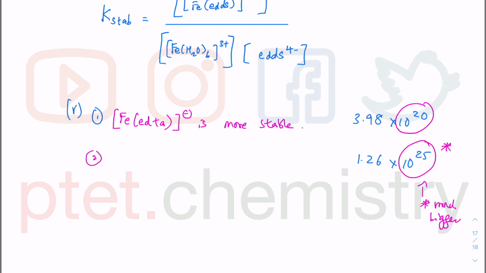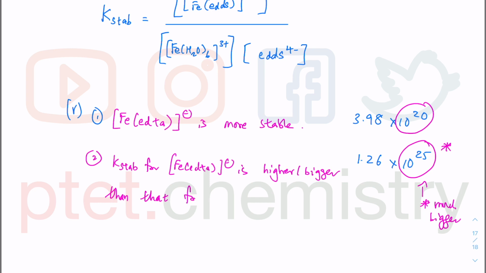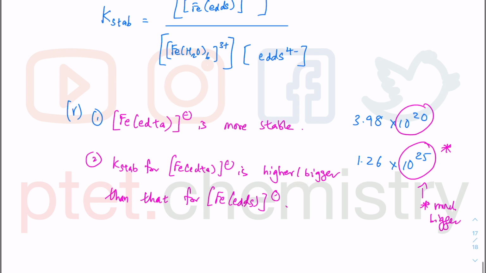And the reason for it is because K-step for iron EDTA minus is higher or bigger. Of course, this is a comparison, so I can compare that with the K-step for FeEDDS minus. Whatever you do when you compare something, do not just leave it hanging without completing the sentence.